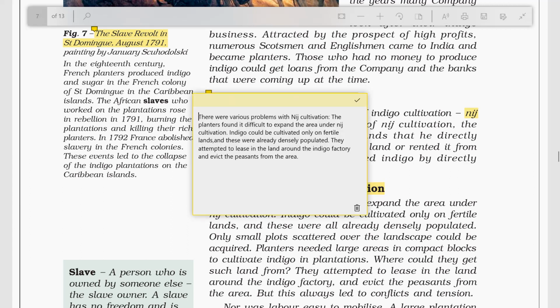Now, what problems did they face in this cultivation? There were various problems faced by indigo cultivation. The planters found it difficult to expand the area under indigo cultivation because they had a limited piece of land. Indigo could be cultivated only on fertile lands, and these were already densely populated. They attempted to lease in the land around the indigo factory and evict the peasants from the area.